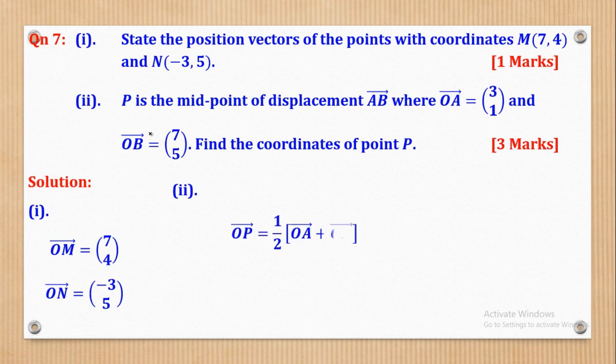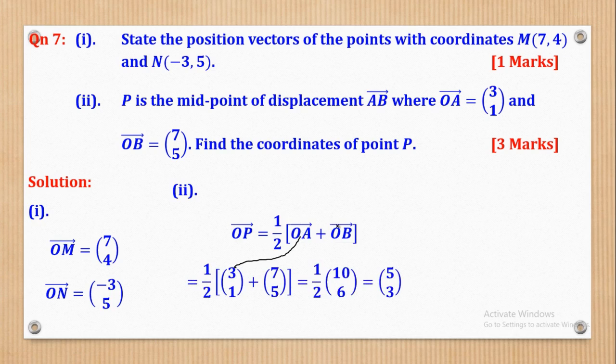Now we shall go to Roman 2. They want the midpoint of AB. So the midpoint of AB is given by this formula, half of OA plus OB. So always note that it is half of OA plus OB. Some students confuse it and use minus. They say OB minus OA, which is wrong. So it is half of the sum, which is OA plus OB. The next is to substitute. So substitute for OA and substitute for OB.